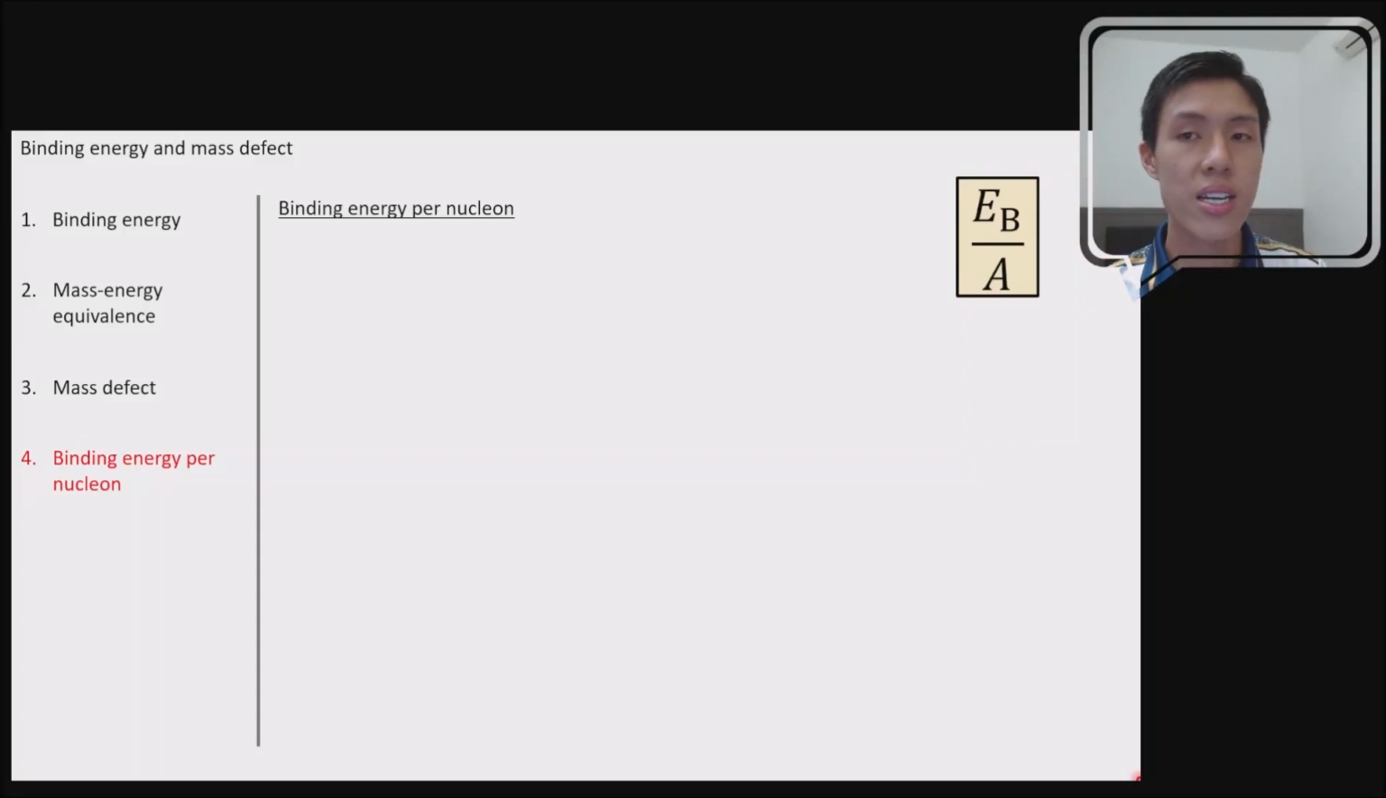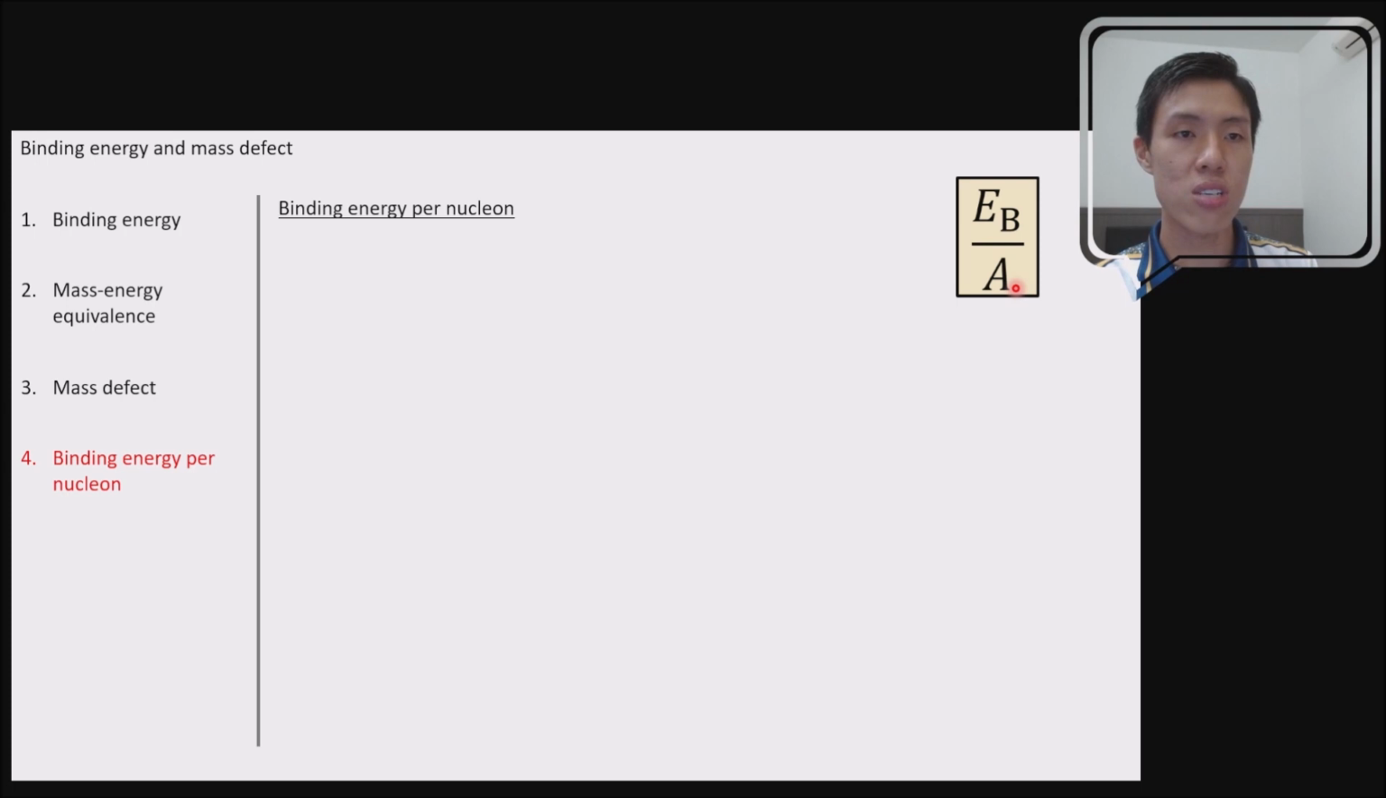Now that we already understand how to determine binding energy, let's move on to talk about binding energy per nucleon. Binding energy per nucleon is a physical quantity that can be determined by taking the binding energy EB divided by the number of nucleons in the nucleus, A. A can also be called the mass number in chemistry, but basically it's just the number of protons plus the number of neutrons.